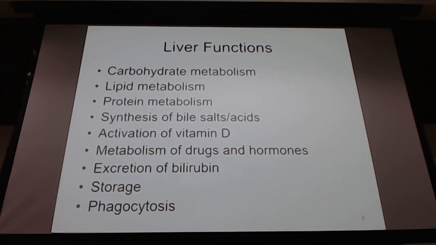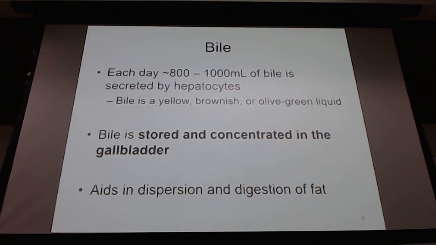But one of the big things that it creates right there is bile. Okay, secreted by hepatocytes. So we're looking anywhere from 800 to 1,000 milliliters, so almost a full liter. I'm going to break that down. So bile is a yellowish, brownish, olive green liquid that comes out of the liver via the hepatic duct and then ends up going into the cystic duct and gets stored and concentrated in the gallbladder. And then what does the gallbladder do? It's going to excrete that.